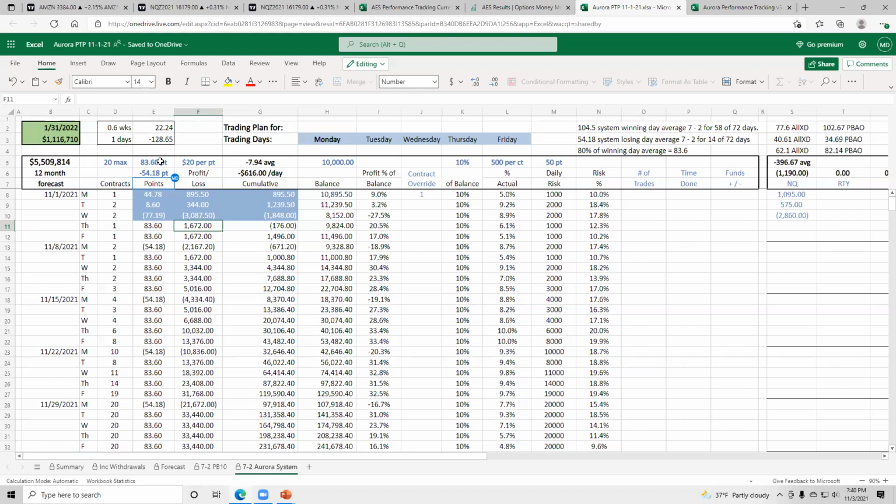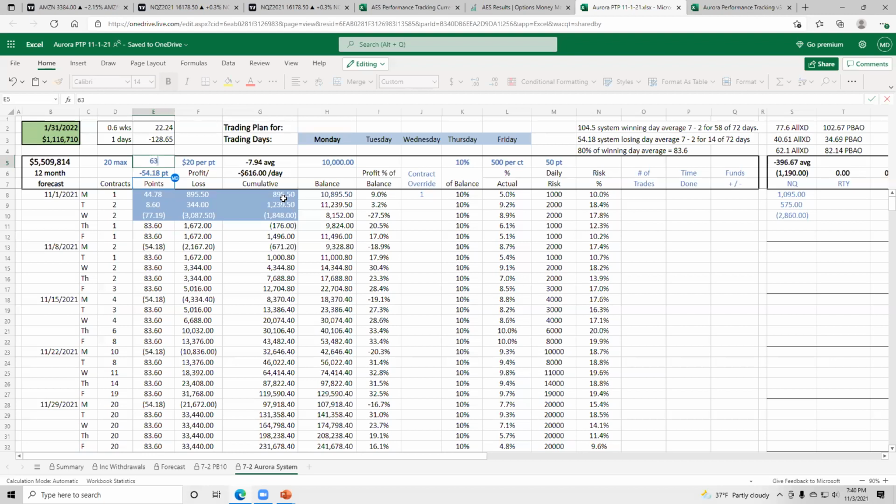So here's a couple of things that I like to do. And by the way, we're starting with $10,000 in the account. Here's what I like to do. All right, so what if we don't hit 83? What if we only hit, say, 63? Oops, 63 as an average.